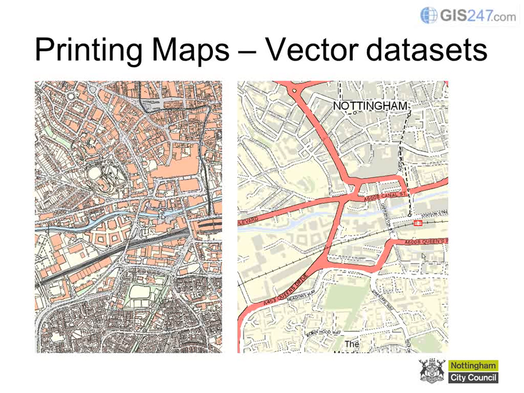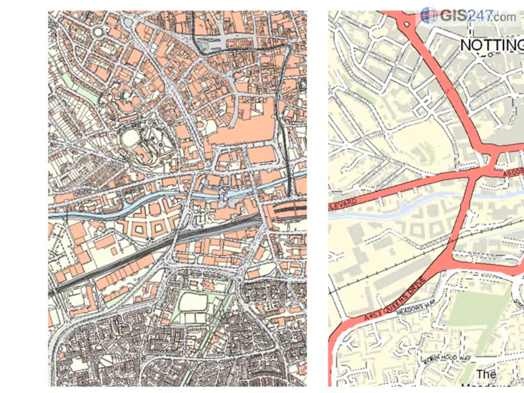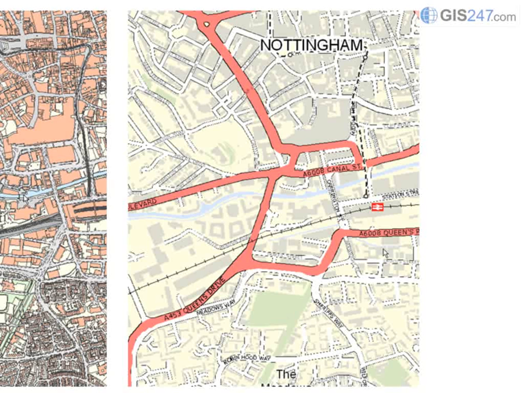Vector datasets can appear very cluttered when viewed at an inappropriate scale. For example, viewing master map at a large scale, zoomed out, is too congested and clarity is lost. Using the base mapping that is available at 1 to 10,000 is much easier to read when displayed at this sort of scale.